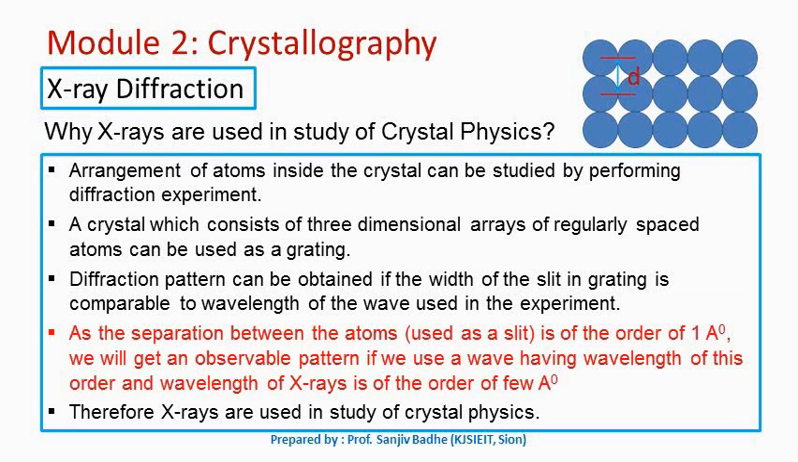And why are we using X-rays only? Because the width of the slit that is being used as a grating is comparable to the wavelength of X-rays. So therefore X-rays are selected for performing the diffraction experiment.